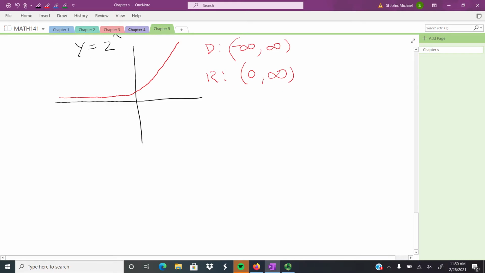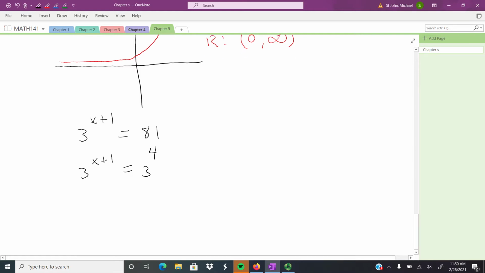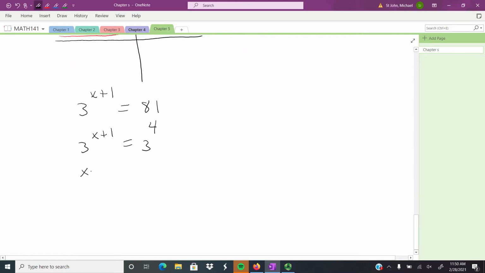So my exponential functions. So if I had a problem and I want to solve it, so let's say I had this one I want to solve, we got 3 to the x plus 1 equals 81, right? But 81 I can rewrite as 3 to the 4th. So we got 3 to the x plus 1 equals 3 to the 4th, which of course would then mean that x plus 1 would have to equal 4. And so we could subtract, and we get that x is going to be 3.